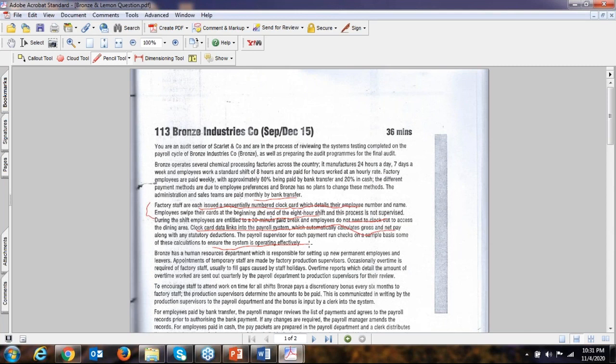Now again, the ball is in your court. Tell me why it is a key control. I am waiting for your reply. Kindly mention it in the question box.